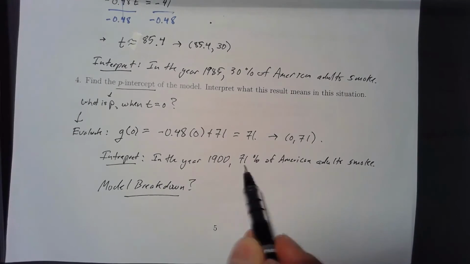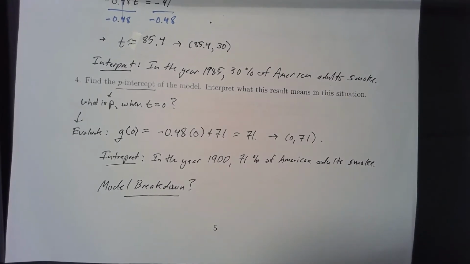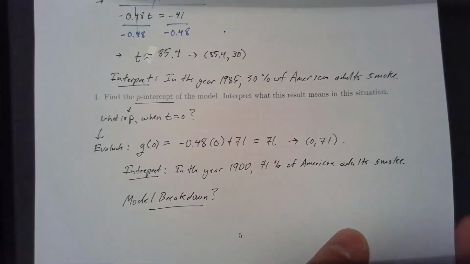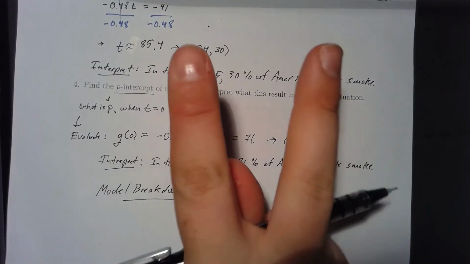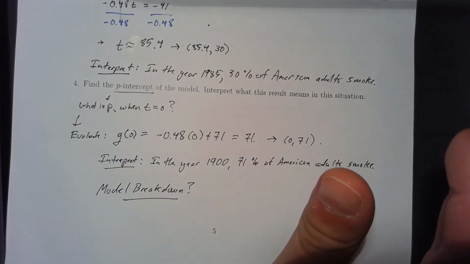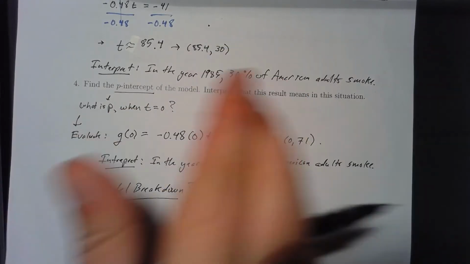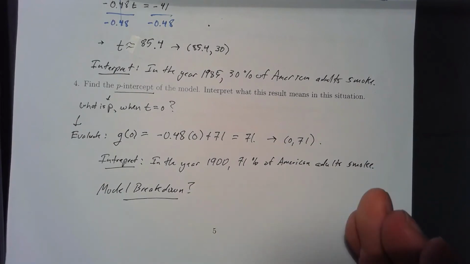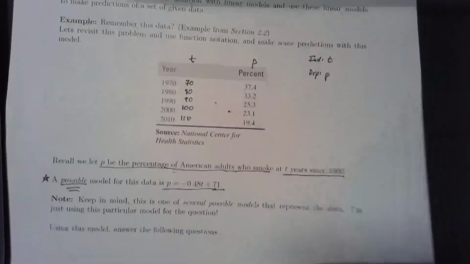Is this model breakdown? Yes or no? And why? So, first of all, remember, model breakdown occurs in two places. The result makes no sense whatsoever, or it's too far away from our given data that we can't make a conclusion. So, why don't we look at our data?